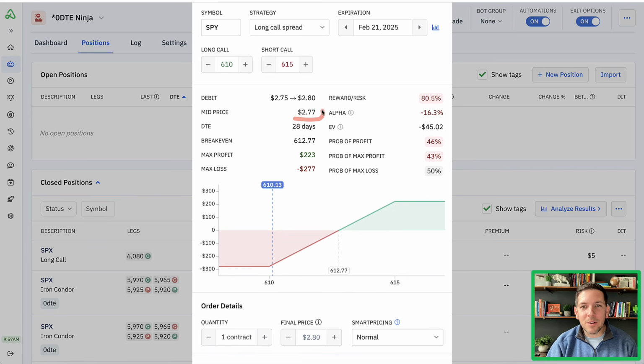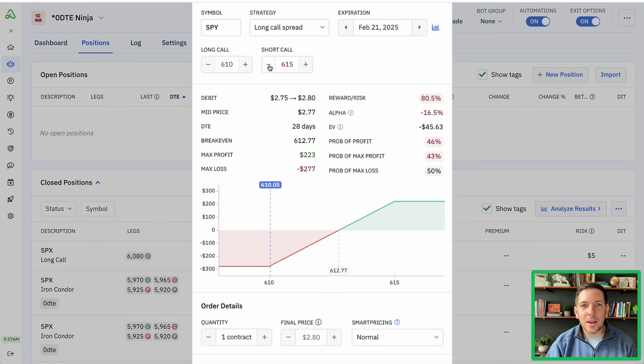Instead, it costs us roughly $270. That $270 is our max loss also. So this is the benefit of doing a call debit spread or a long call spread. Lower overall cost to get into the position, lower potential profit, but the cost is also lower and you can get into the position instead of doing it really, really expensive.